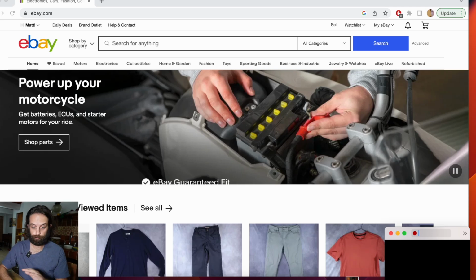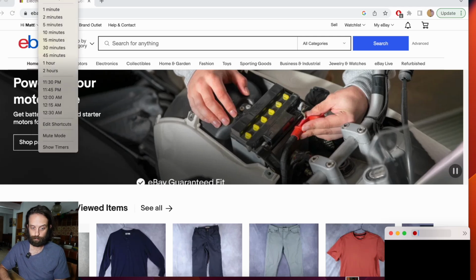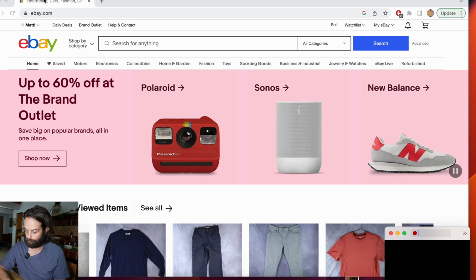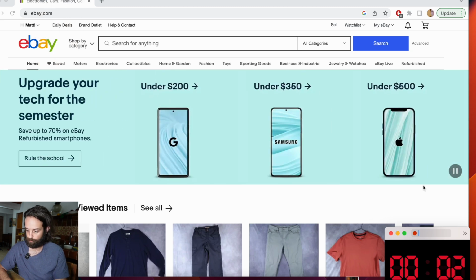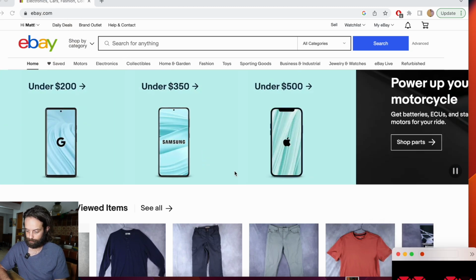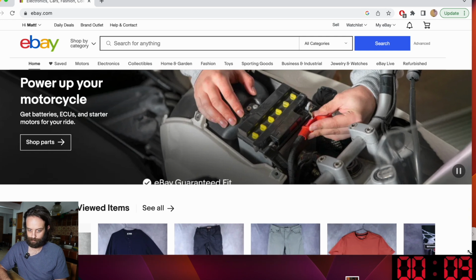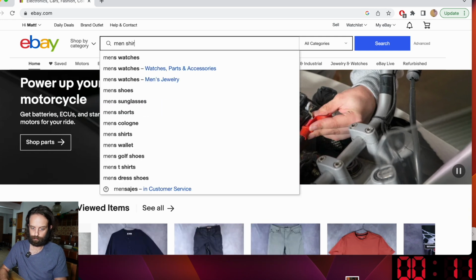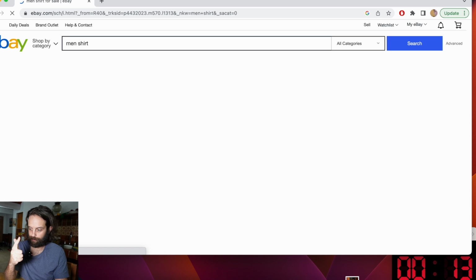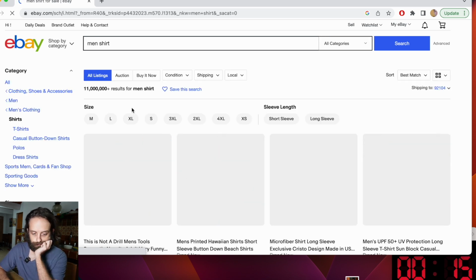We are starting completely blank. I have nothing prepared. I have a little counter here, a stopwatch. Here we go. Okay, that is going to be looming down here, wasting time on the stopwatch. Okay, men's shirt. We're looking for high sell-through and/or good money.